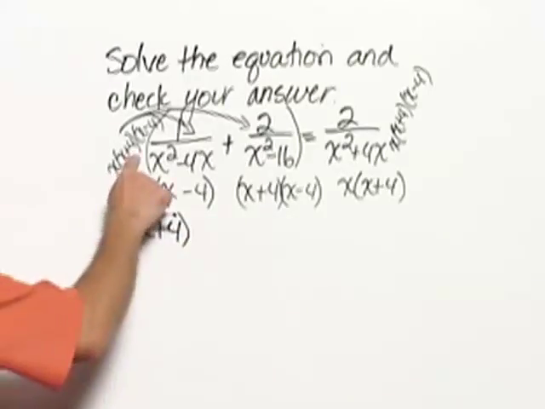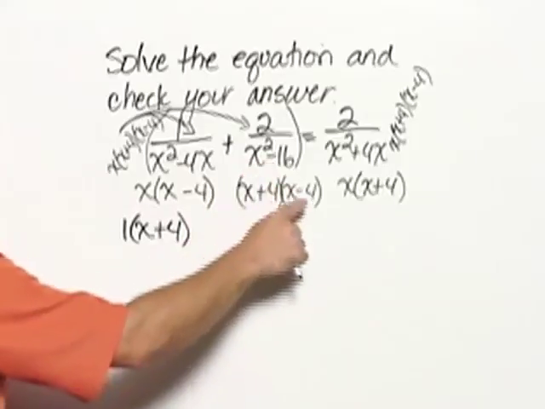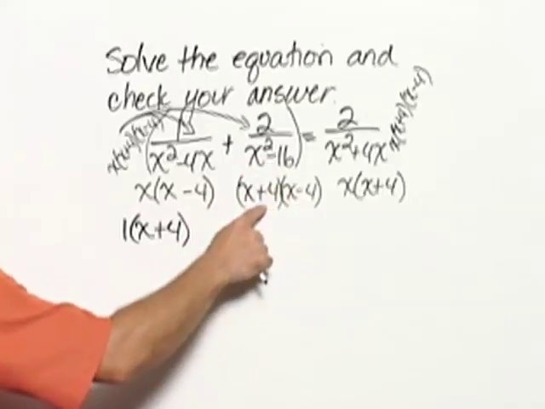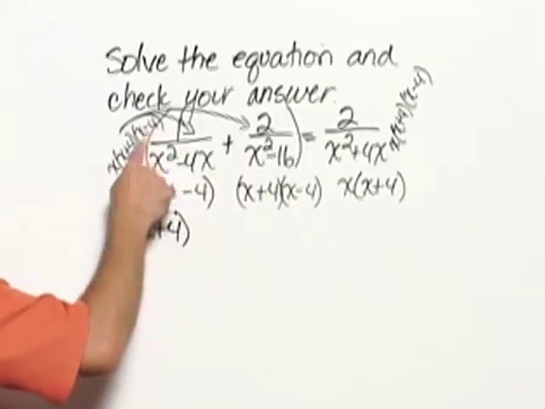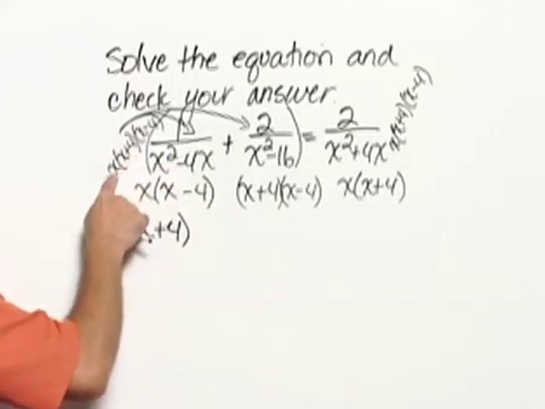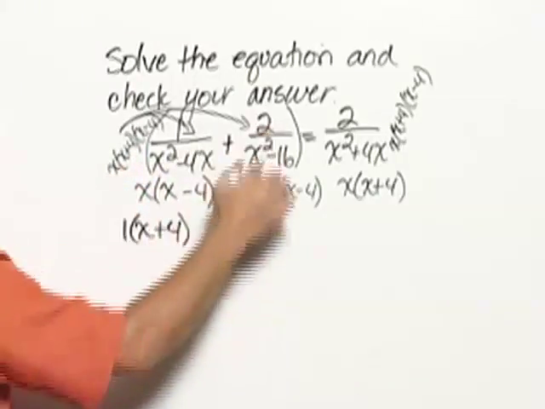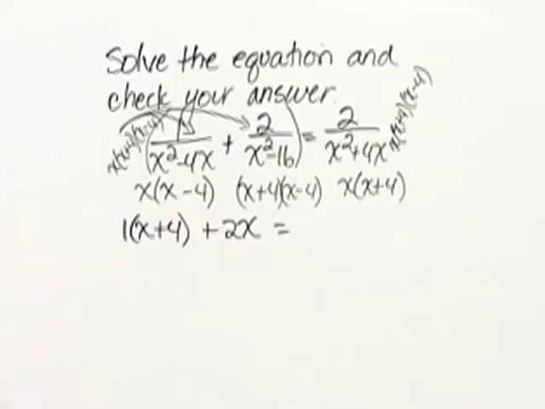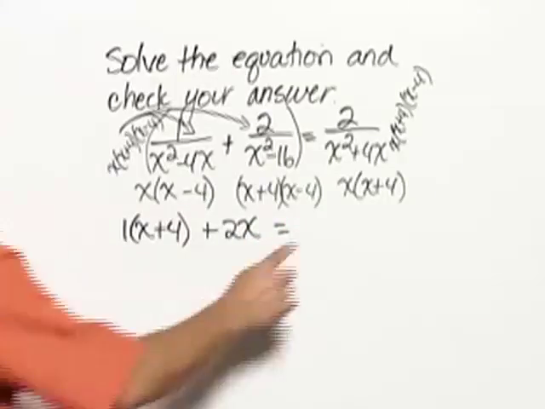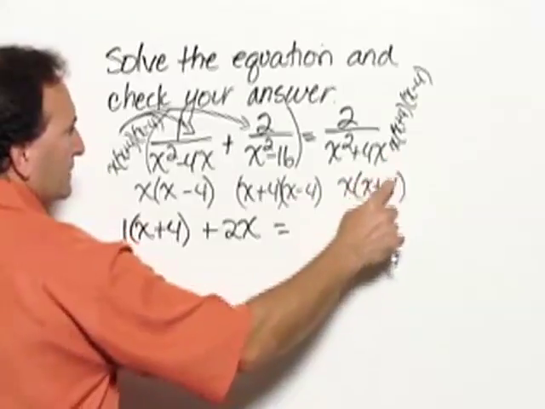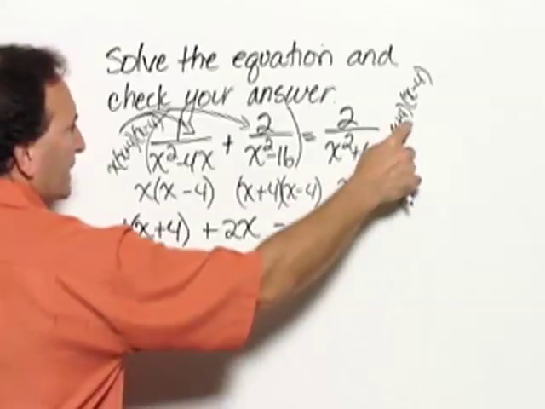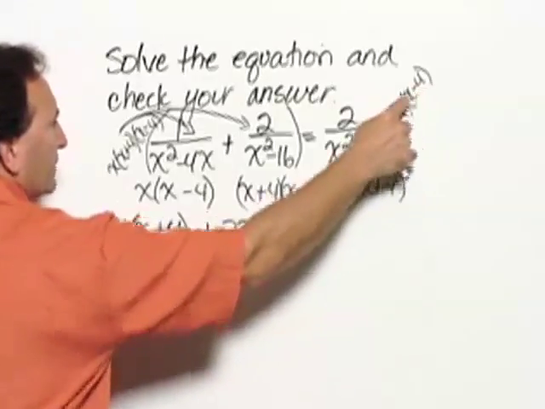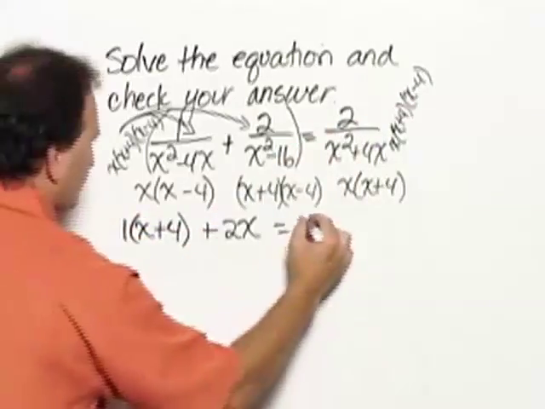When we distribute the LCD here, notice that the x minus 4 and x plus 4 will cancel the x minus 4 and the x plus 4, leaving us with x times 2. On the right-hand side, the x will cancel, the x plus 4 will cancel the x plus 4. That leaves us with x minus 4 times 2.